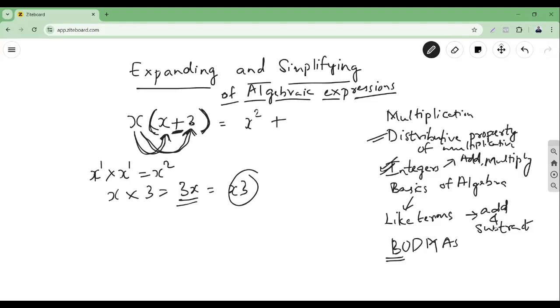So x multiplied by 3 gives me a 3x. And this is how I'm going to expand this. Now I have expanded this. Now can I simplify this? Simplify means what? Do I have like terms here? Can I add any of the like terms here? That is what I'm going to see. Do we have a like term here? No, because there's an x square here and there's an x here.